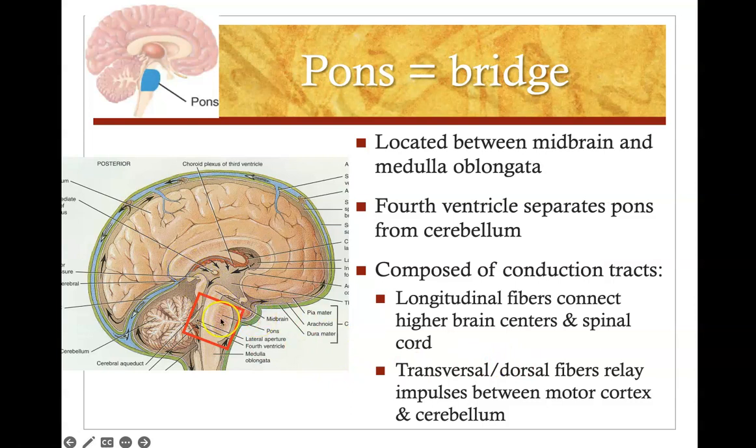Also, you're going to have transverse fibers that are going to be relaying impulses between the motor cortex of the cerebrum here and the cerebellum. Because as you're going to find when we talk about the cerebellum, it's really going to be in control of fine-tuning our muscle movements. And so that connection between the cerebellum and those motor cortex areas of the cerebrum is going to go through the pons. That's going to make some of the major connections.